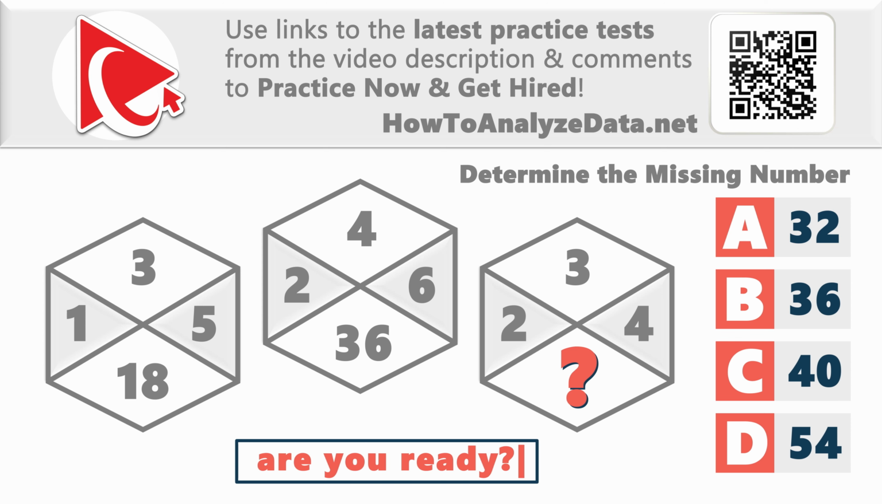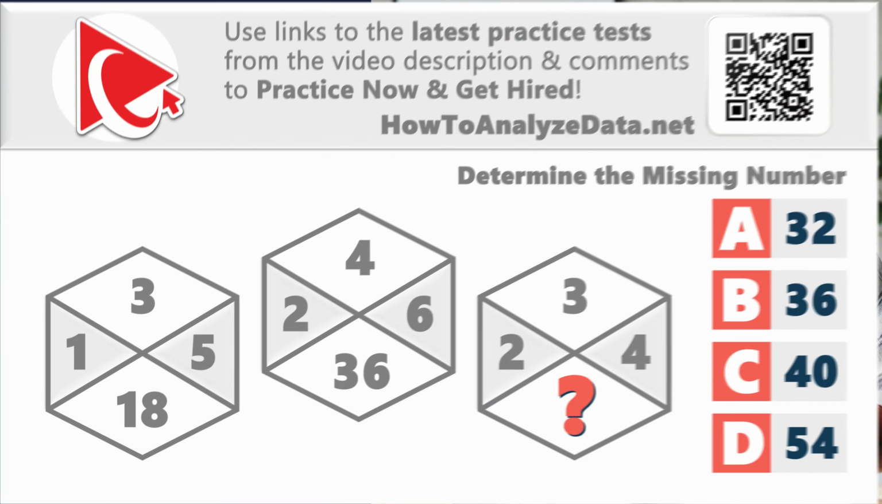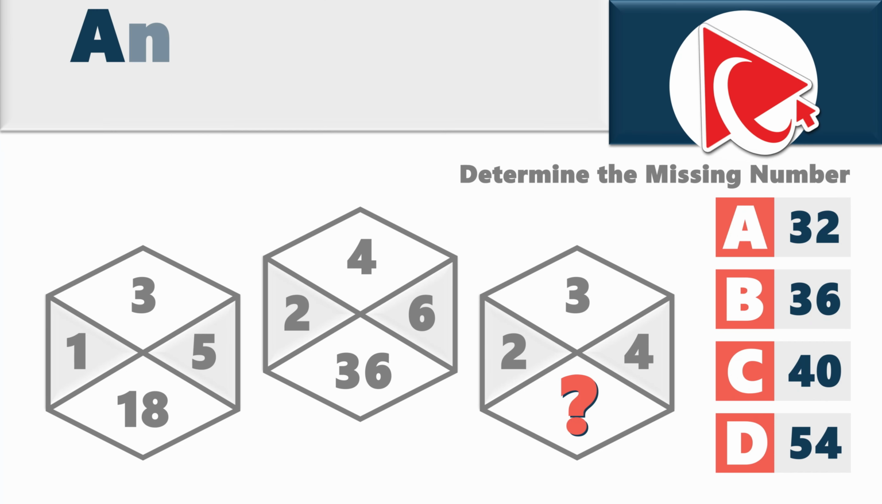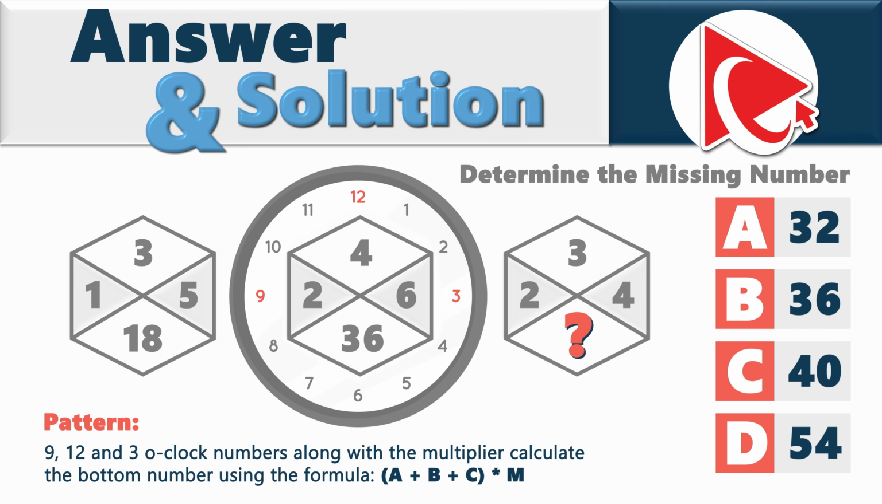Time's up. Are you ready to show your answer? And I'm pretty sure you've got the pattern for this particular question now. As you're well aware by now, the 9, 12, and 3 o'clock numbers, along with the multiplier, calculate the bottom number using the formula (A plus B plus C) multiplied by the multiplier equals the number on the bottom. The little trick here is that the multiplier is different for each one of the 3 shapes.